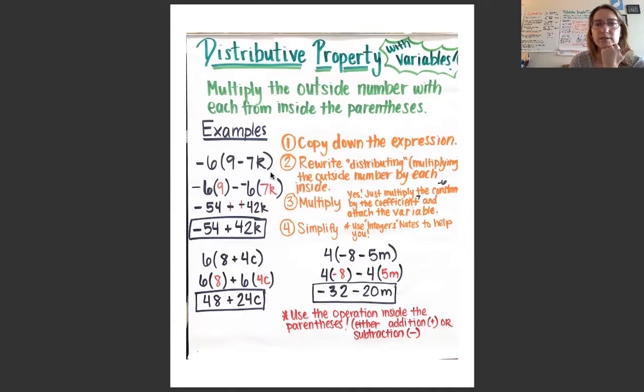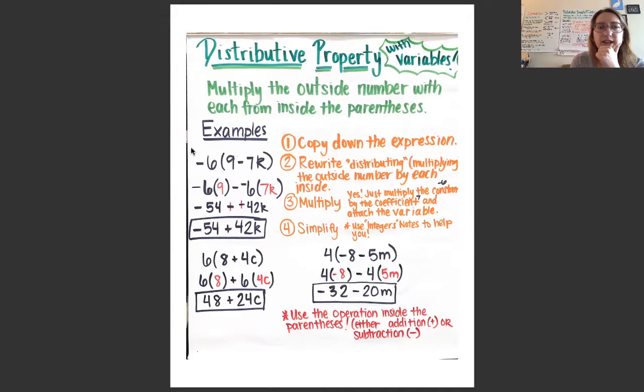Okay, so again, -6 times (9 minus 7k), close the parentheses. The first thing you're going to do is take this outside number, -6, and multiply it by the 9. So that's what I've written here in this second step. We have -6 times the 9. That's the rewriting, distributing, or multiplying the outside number by each number on the inside. So we have -6 times 9. We're going to keep the subtraction sign here, because that's still what we're going to subtract by.